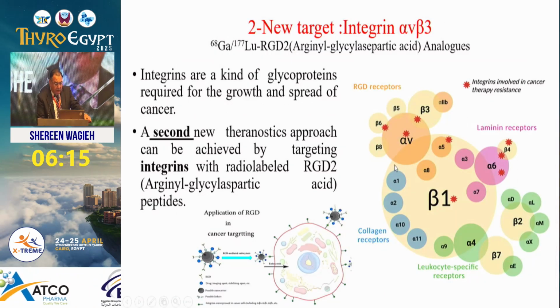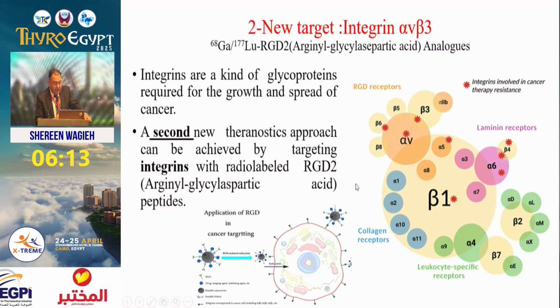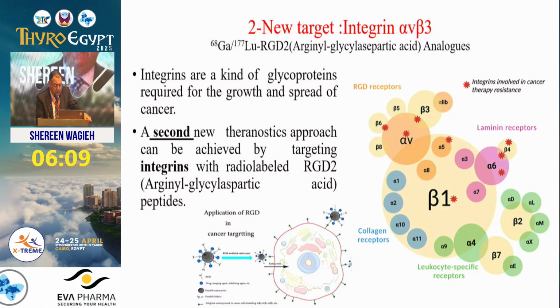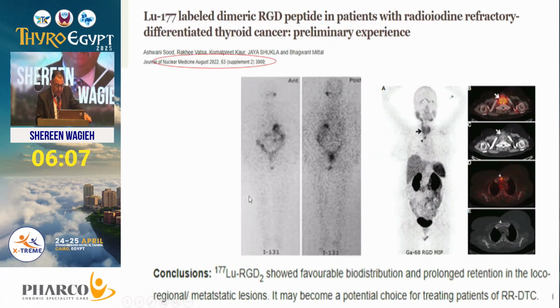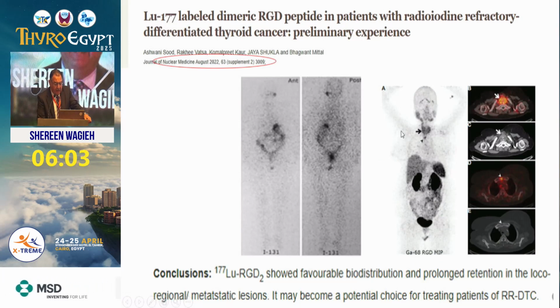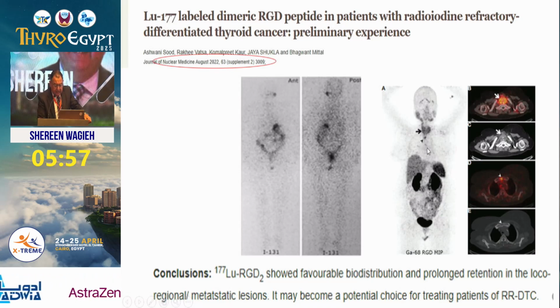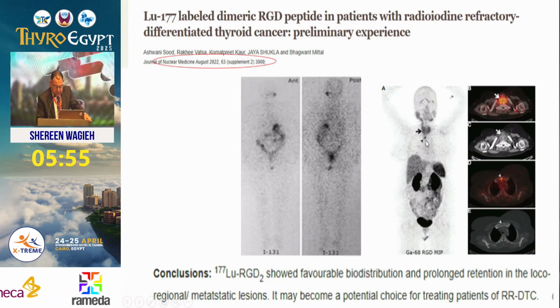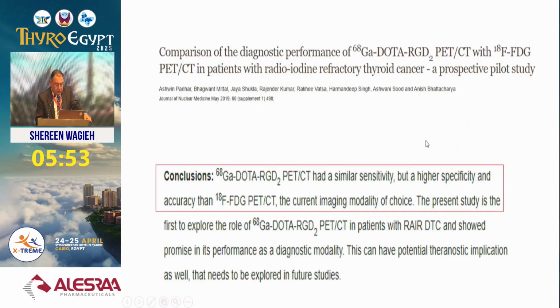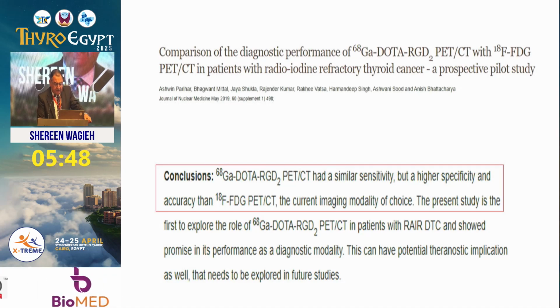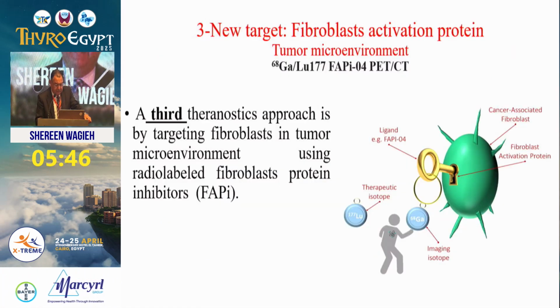A second new theranostic approach can be achieved by targeting integrins on the tumor cells with radiolabeled peptides. We can see here a completely negative iodine whole body scan, while targeting integrins shows intense tracer uptake in a recurrent lesion in the thyroid bed as well as a lytic lesion seen here in CT in the sternum. So it was reported that targeting integrins has similar sensitivity but higher specificity and accuracy compared to FDG PET-CT.